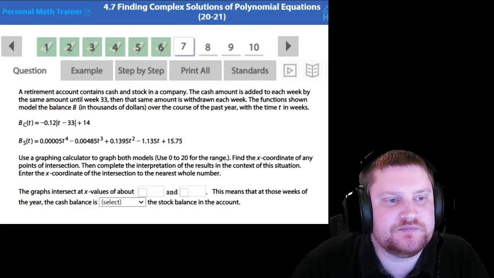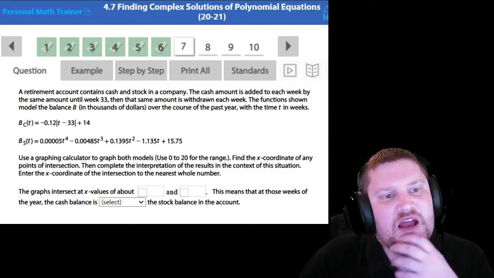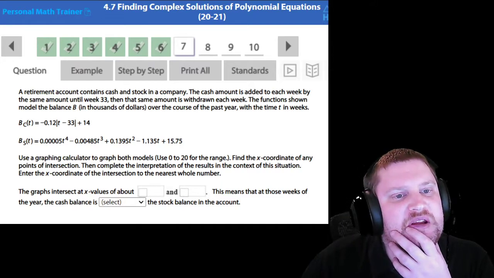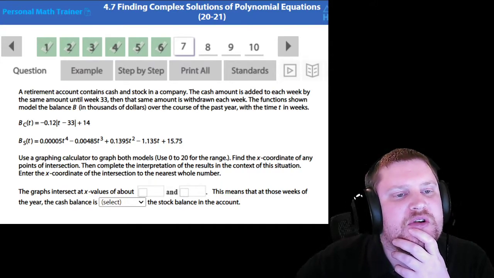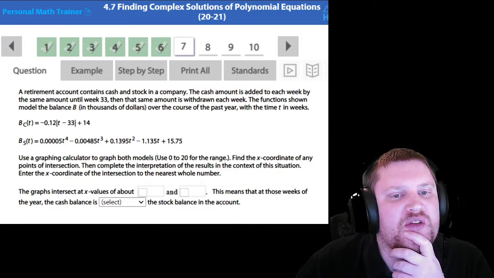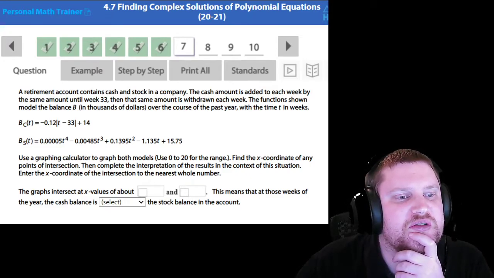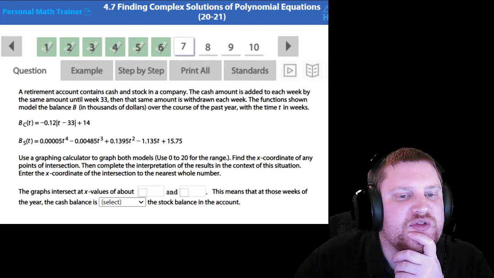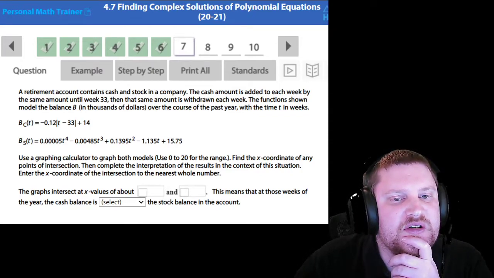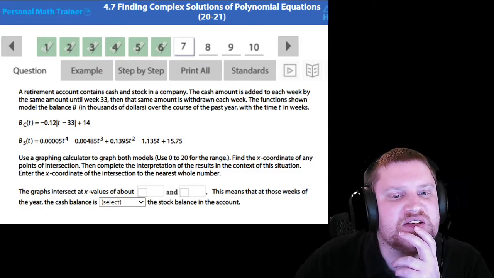Number 7. Retirement account contains cash and stock in a company. Cash amount is added to each week by the same amount until week 33, then that same amount is withdrawn. The functions shown model the balance B over the course of the past year with t time in weeks. Graphing calculator, graph both models. Use this for the range. Find the x-coordinate of any points of intersection, then complete the interpretation of the results in the context of this situation.